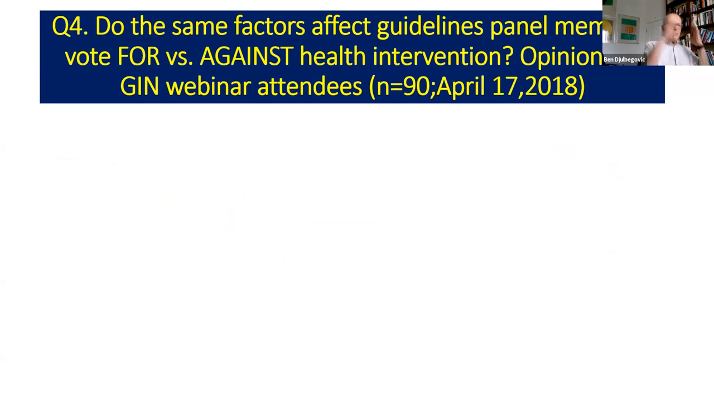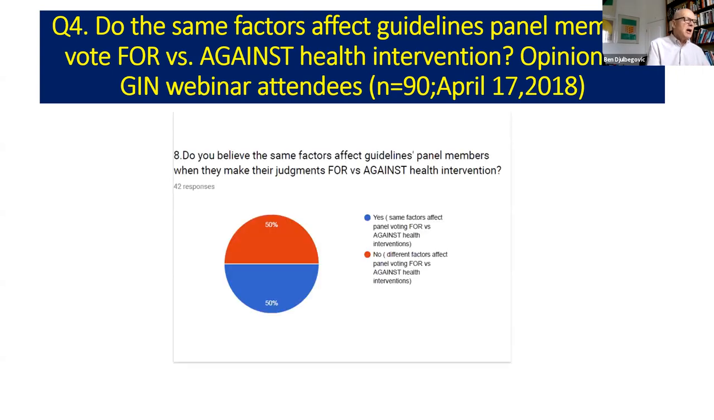And so I hope I explained this relatively complex graph so that everybody can understand. If not, I'm happy to clarify further. But a few years ago, we actually did ask the same question: do the same factors affect guideline panel members when they vote for versus against health interventions? And at that time, people were completely divided.